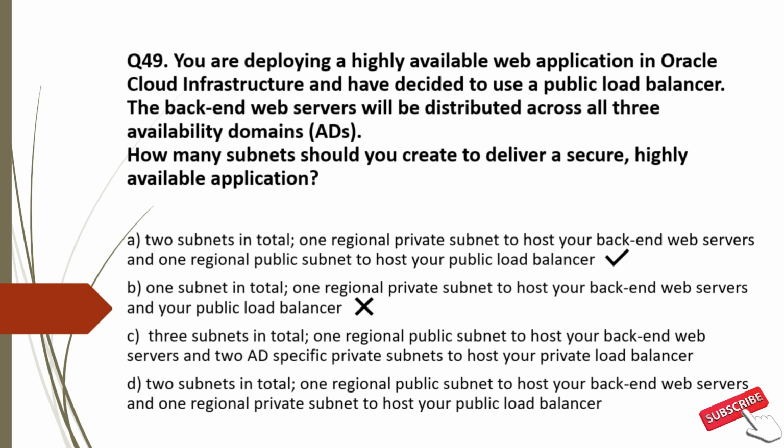With a regional subnet, the load balancing service creates a primary load balancer and a standby load balancer, each in a different availability domain. So a single public regional subnet where you will place your public load balancer will work. So option C is incorrect. Option D, 2 subnets in total, 1 regional public subnet to host your backend web server and 1 regional private subnet to host your public load balancer. This won't work. You can't put your public load balancer in any private subnet. It has to be a public subnet. So this is incorrect. So the correct option for question 49 is option A.